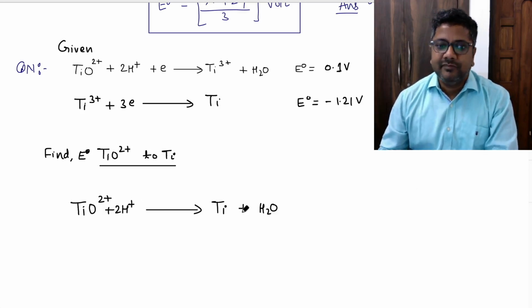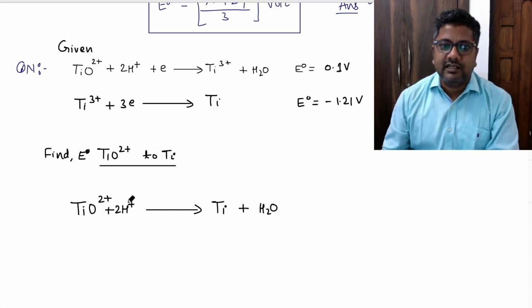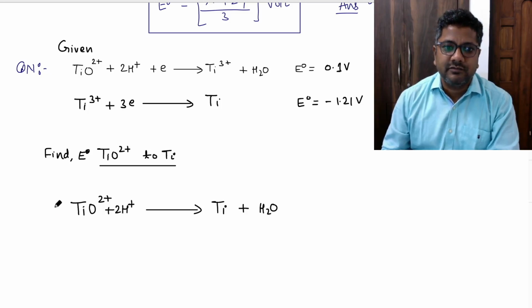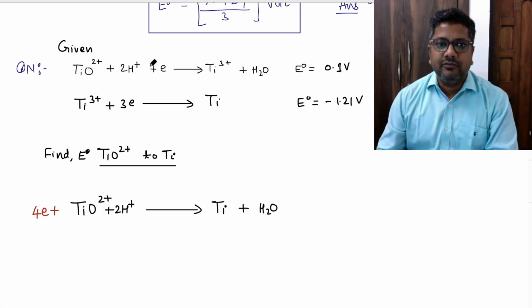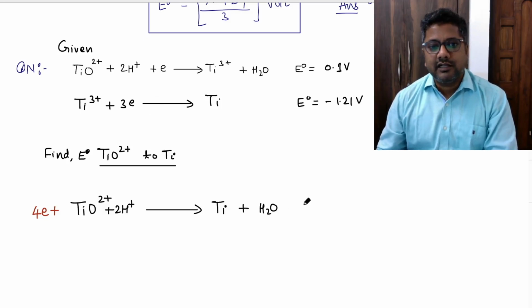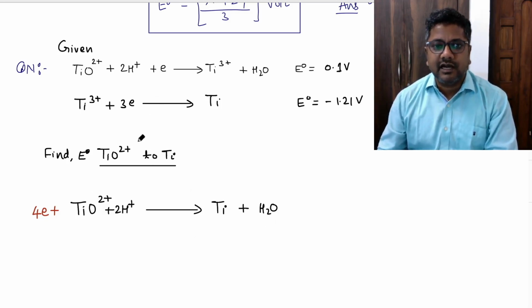Now balance the charge by addition of electrons. On the right hand side there is no charge, and on the left hand side there are 2 positive, and this is 1 positive into 2, 2 positive, 2 to 4 positive. So a total of 4 electrons you can add. And now if you add these two equations, you will get this equation. So there are two ways to get this equation. Either you balance by the ion electron method.